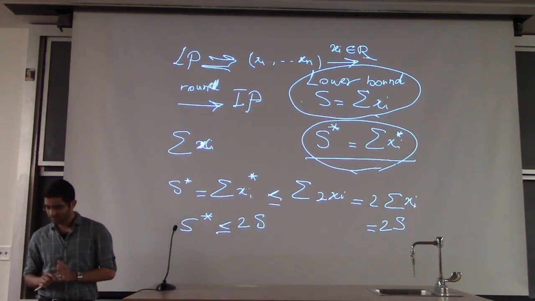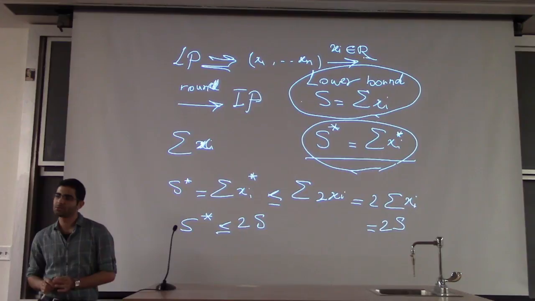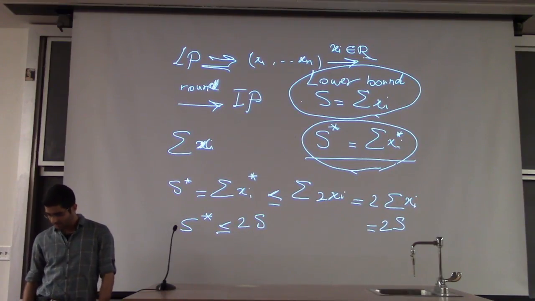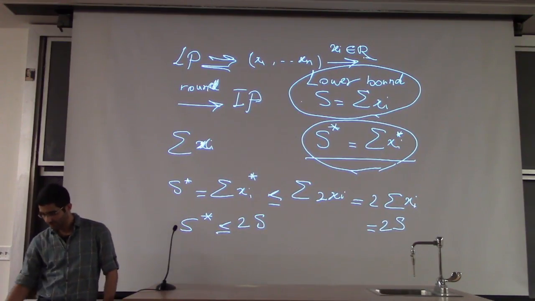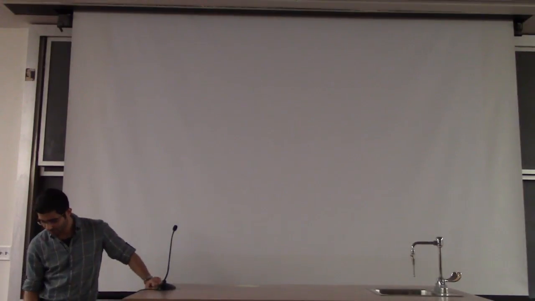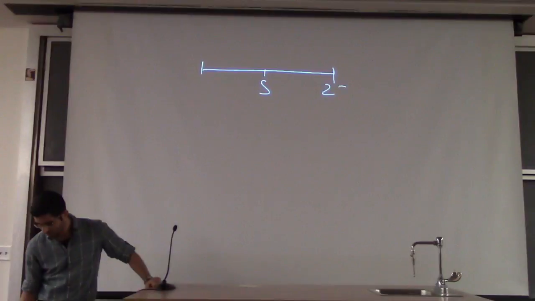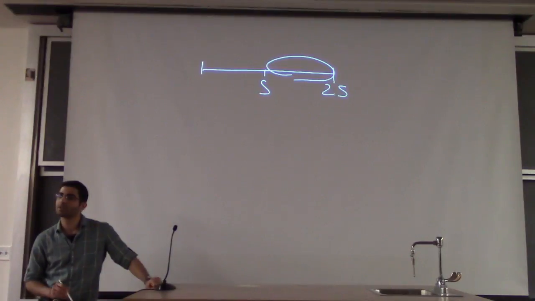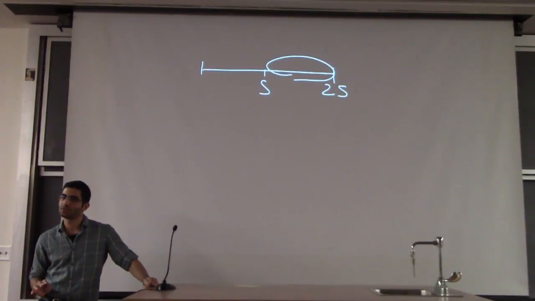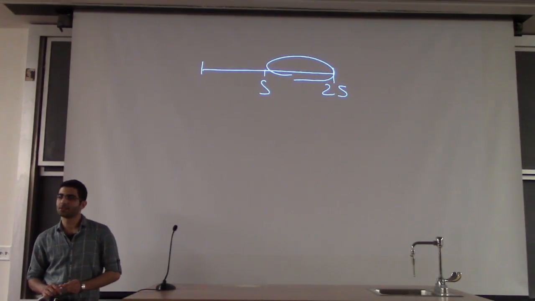So we guarantee that always our IP solution is less than 2 times the lower bound. It's at most 2 times the lower bound. So we are done with this step 2. Is there any question?